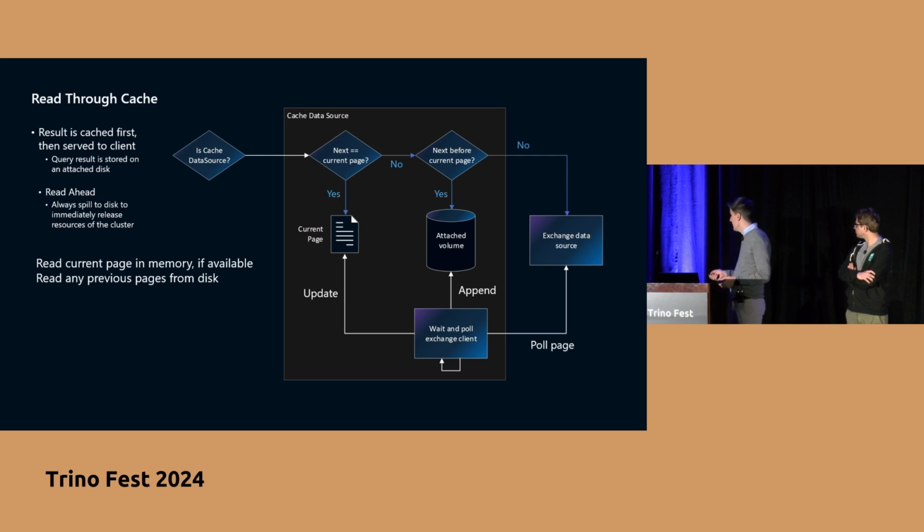And then the reading side is quite straightforward. Basically, if it's cached and we're on the current page, read the current page from memory. If we're behind, read from the attached volume store. And if we're not, we wait on the Exchange data source.